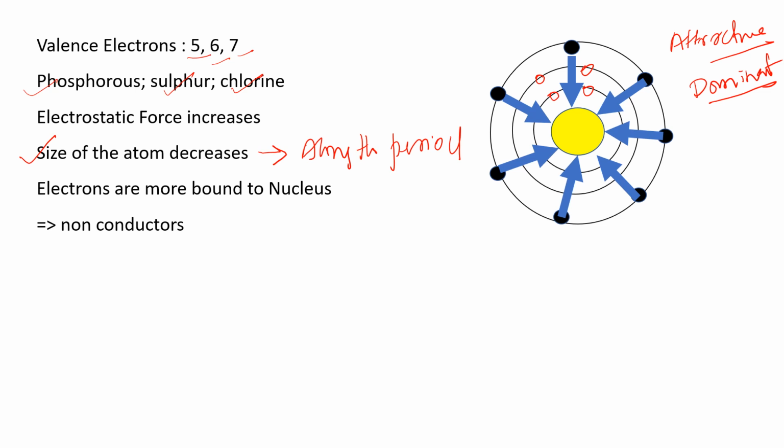And here you have to take this point: since the size of the atom decreases, the electrons become closer to the nucleus and are more bound to it. This prevents them from taking part in conduction. So they do not take part in conduction, and that's why they are called non-conductors.